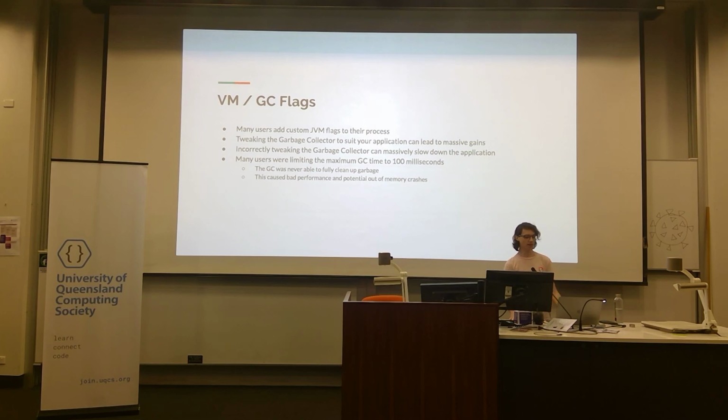For example, many users were limiting the maximum GC time to 100 milliseconds. This means it's not able to actually clean up garbage because there's too much of it, and this caused really bad performance and often just led to an out-of-memory crash.